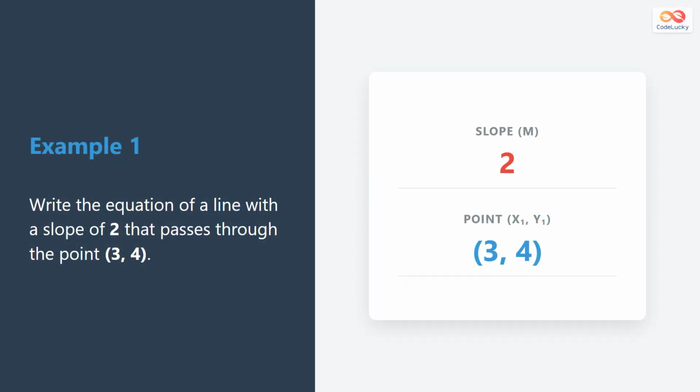Let's try a straightforward example. Suppose you need to write the equation of a line that has a slope of 2 and passes through the point 3, 4. Here, our slope m is 2, and our point coordinates are 3 and 4.